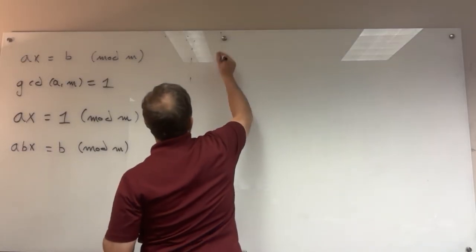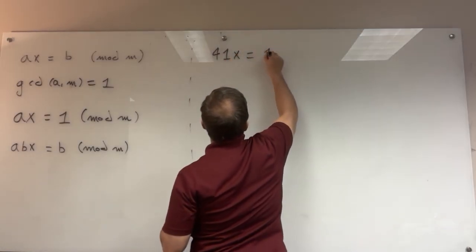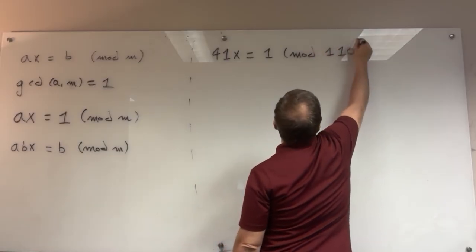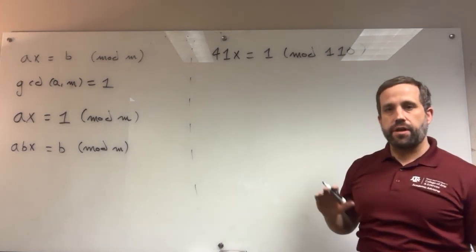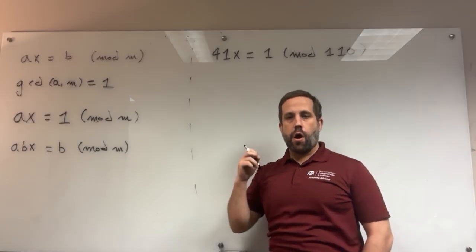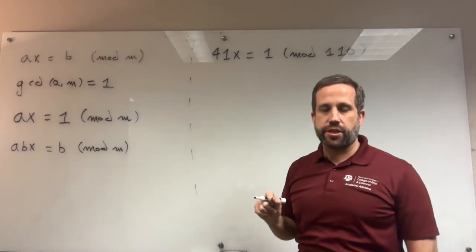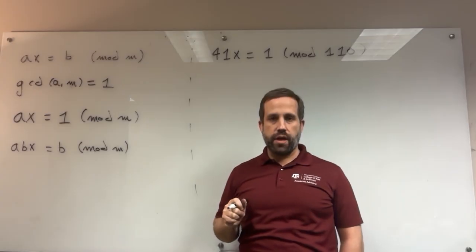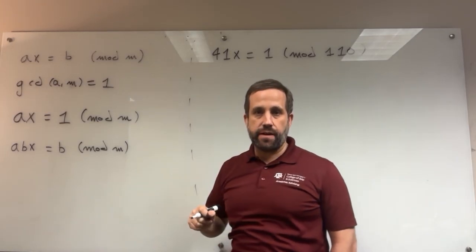So let's say I want to solve 41x is equal to 1 mod 110. What I'm going to do is use the Euclidean algorithm to compute the GCD of 41 and 110. Now obviously our assumption here is that the GCD is going to be equal to 1, and we can see that because 41 is prime and 110 is not a multiple of 41. But it's not just that we need to compute the GCD of a and m.